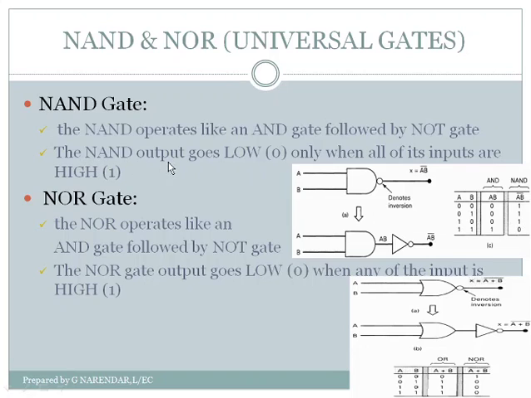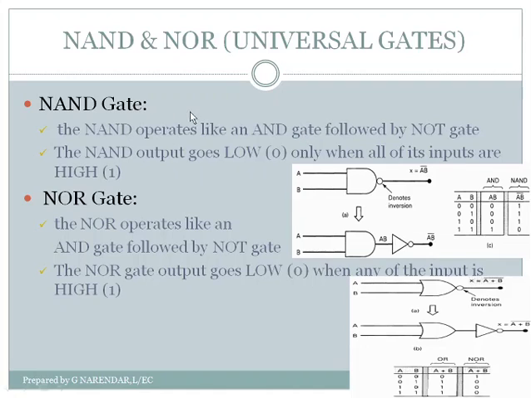The NAND output goes low, that is 0, only when all of its inputs are high. That is the last case. Otherwise, the NAND gate output goes high. That means when any one of the inputs is 0, here it is A is 0, in this case B is 0, or both the inputs are 0, the output goes high. So this is all about the working of the NAND gate.